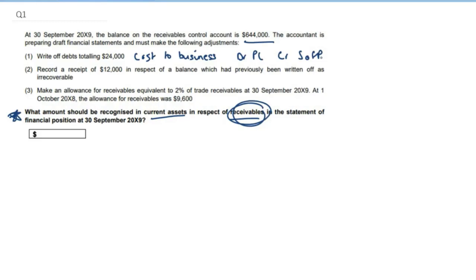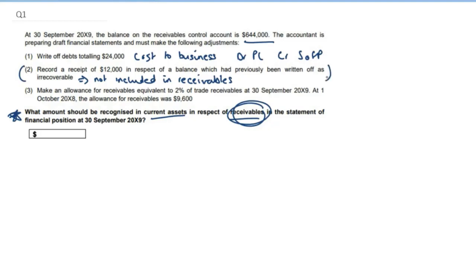off as irrecoverable. So here, for whatever reason, we thought, okay, our customer, whoever they are, is not going to give us the £12,000. Let's write it off. Let's effectively take it out of the account. Now, it's already been written off, so actually it's not included in receivables anyway. So if I'm thinking about that 644,000, it doesn't include the £12,000. Even though I've now received the £12,000, it's not going to change my 644,000. So not included in receivables anyway, no adjustment required. So in fact, I can just ignore point 2.